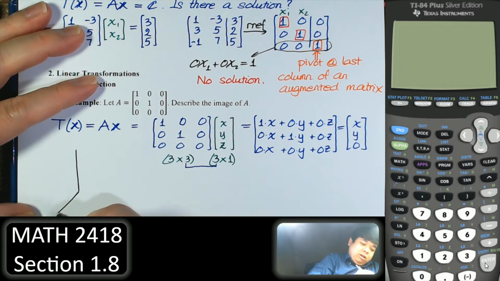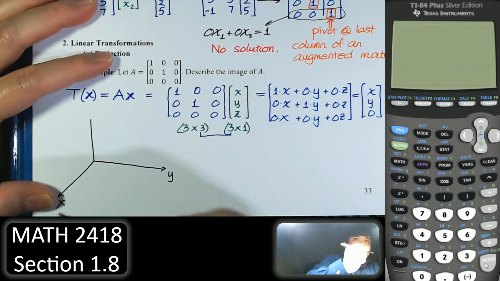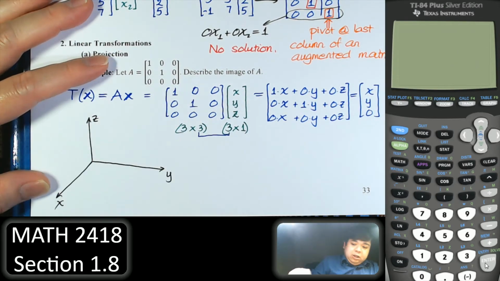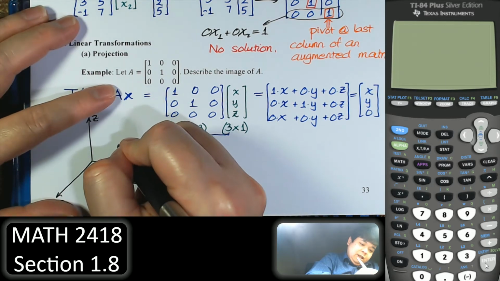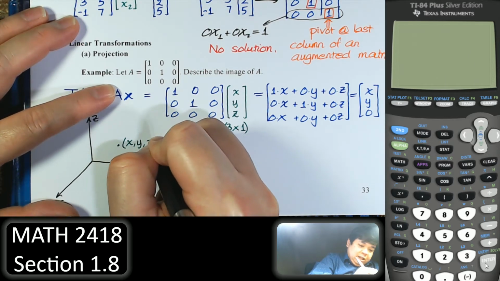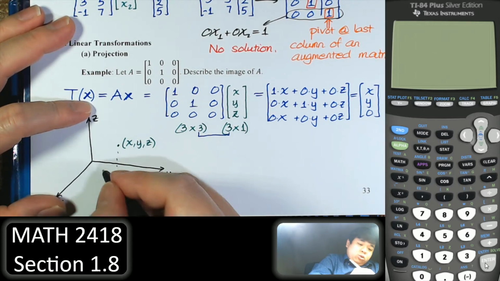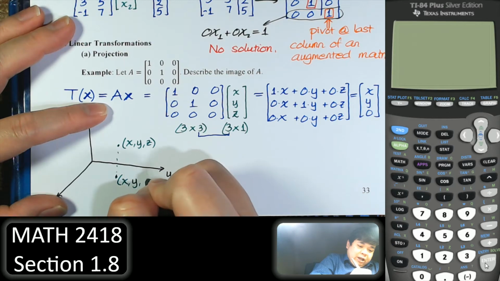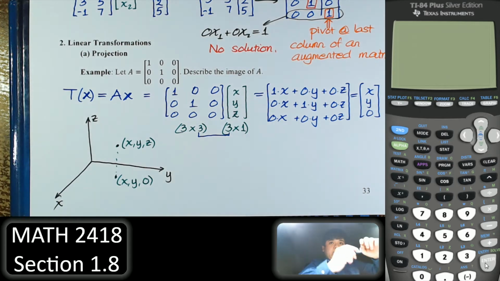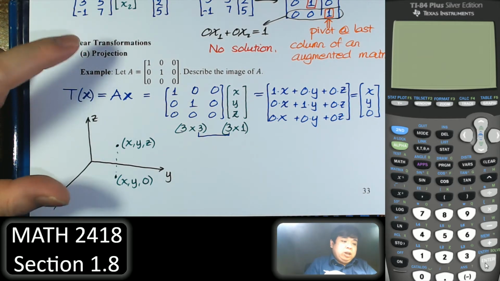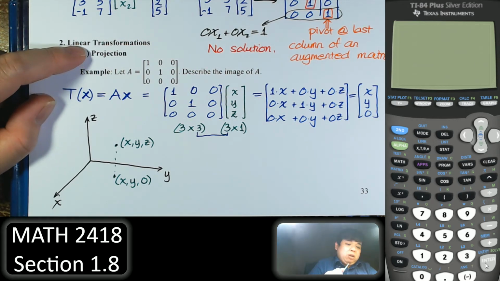Now let's look at the 3-dimensional coordinates. If we have a point here, x, y, and z, the transformation is going to be on the xy plane because we have x, y, and 0. So this transformation transforms a point in space onto the xy plane. That's why we consider this a projection of a point in space onto the xy plane.